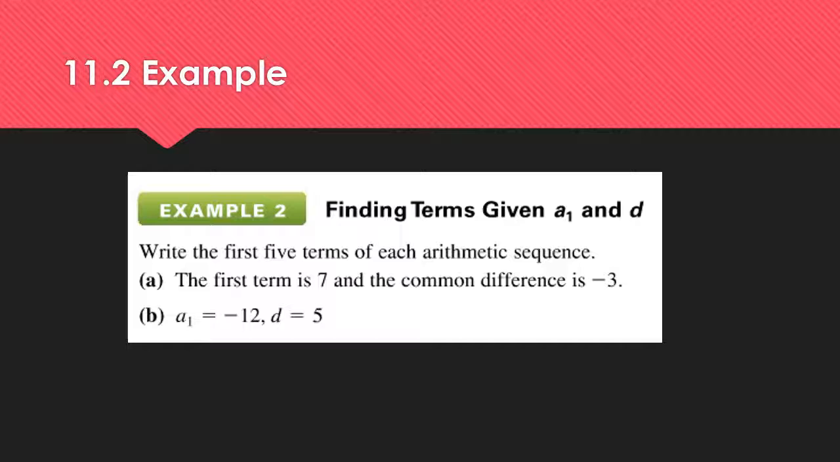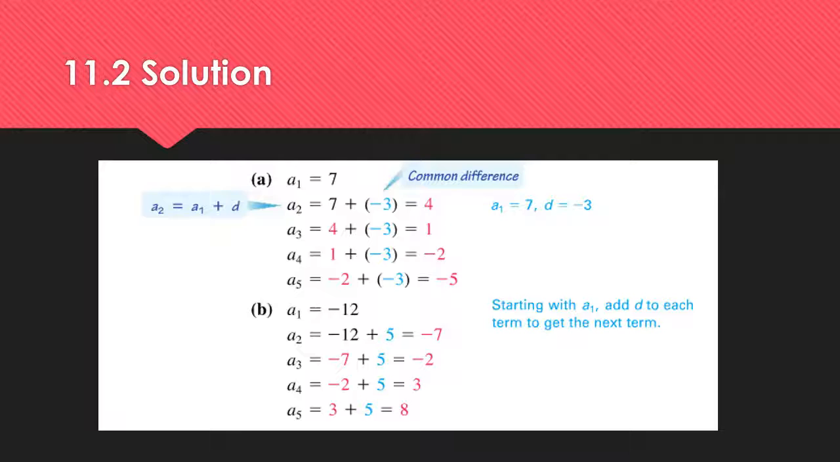Here's another example. Write the first 5 terms of each sequence. Pause the recording, give it a try, and resume to check your answer. Our common difference is -3, and you have the first 5 terms outlined there. For B, we have a common difference of 5, and you see the first 5 terms there.